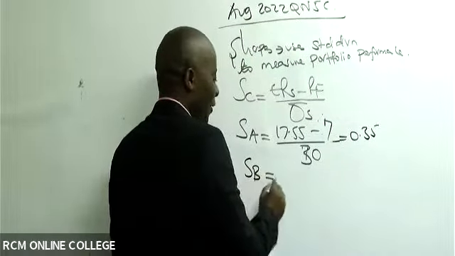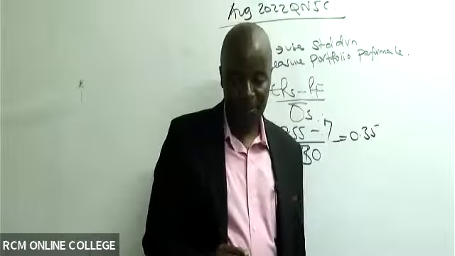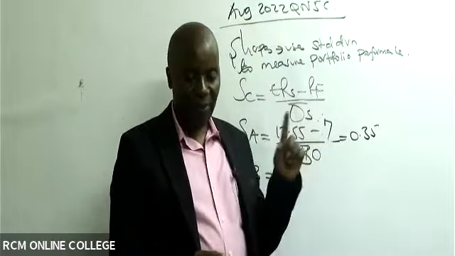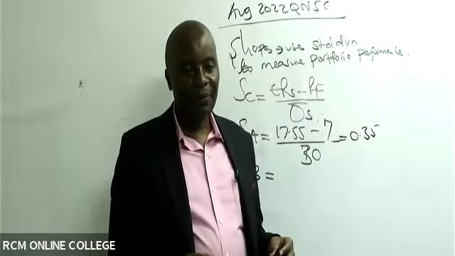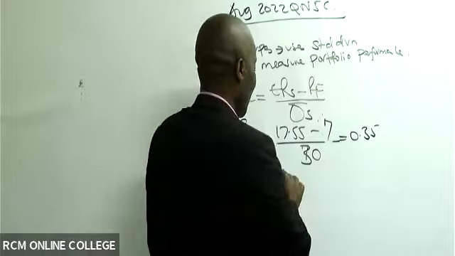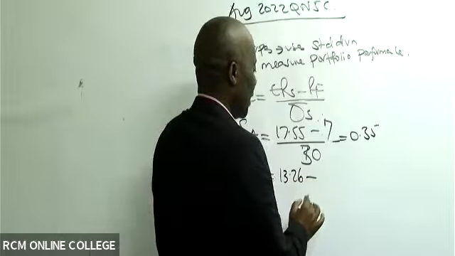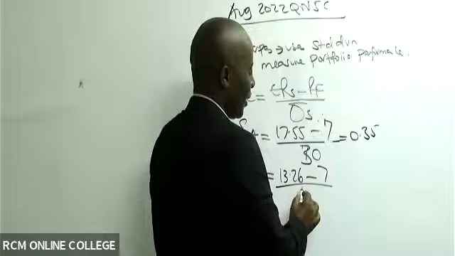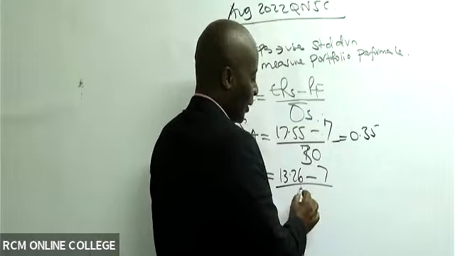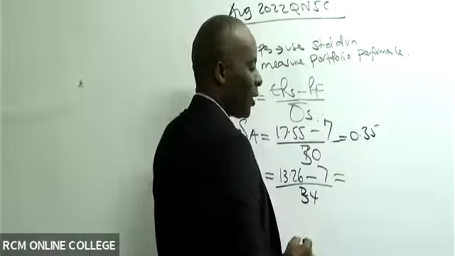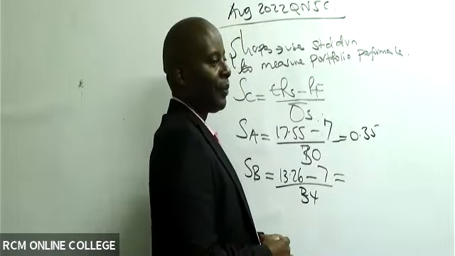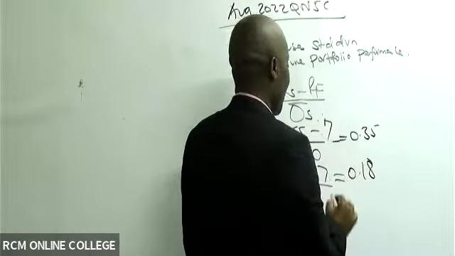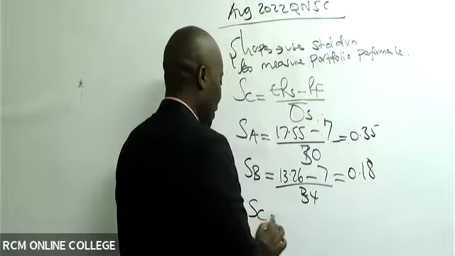How about Sharpe's for B? Are you able to see the expected return of B? 13.26 minus risk-free, 7, over 34. Thank you so much. 0.18.